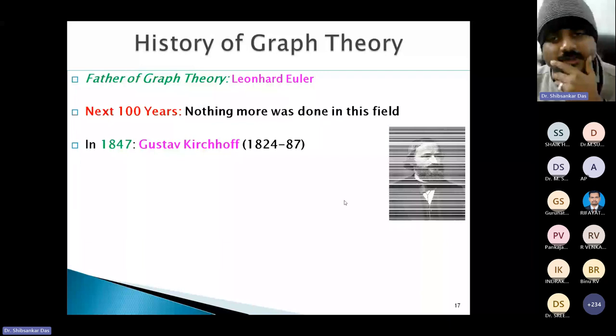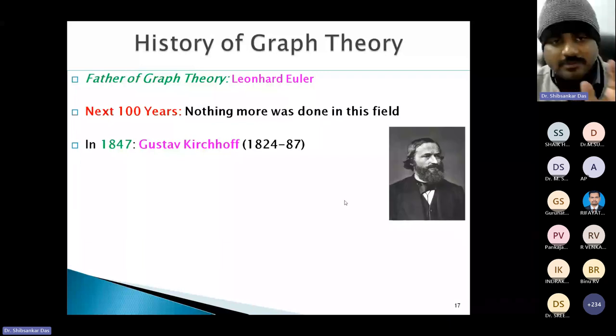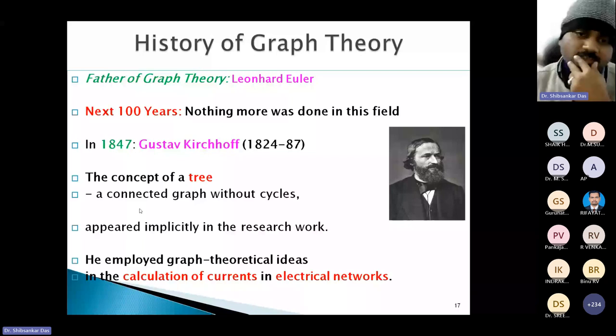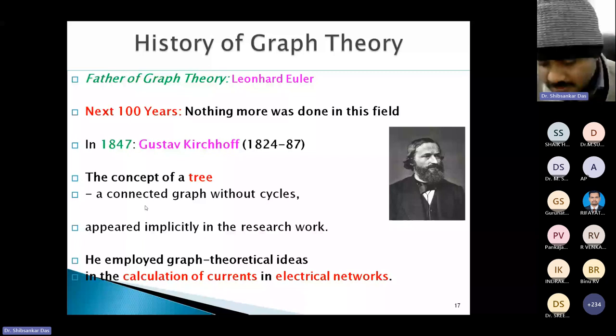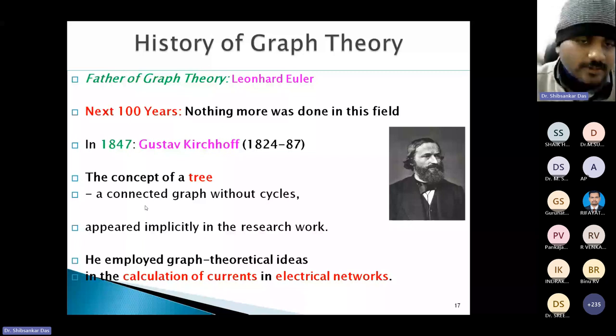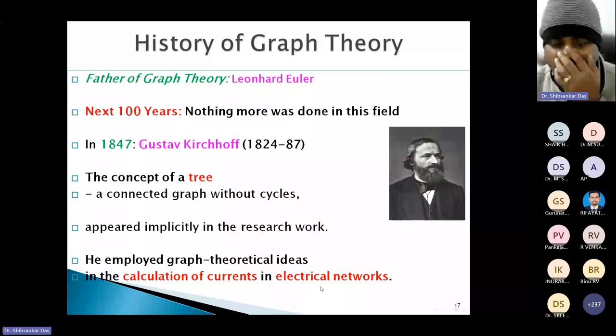For the next 100 years, one cannot find anything about graph theory. Around 1847, Gustav Kirchhoff gave the concept of a tree. A tree is a connected graph without any cycle, basically an acyclic graph. It appears in his research work, and later he used it in the calculation of currents in electric networks.